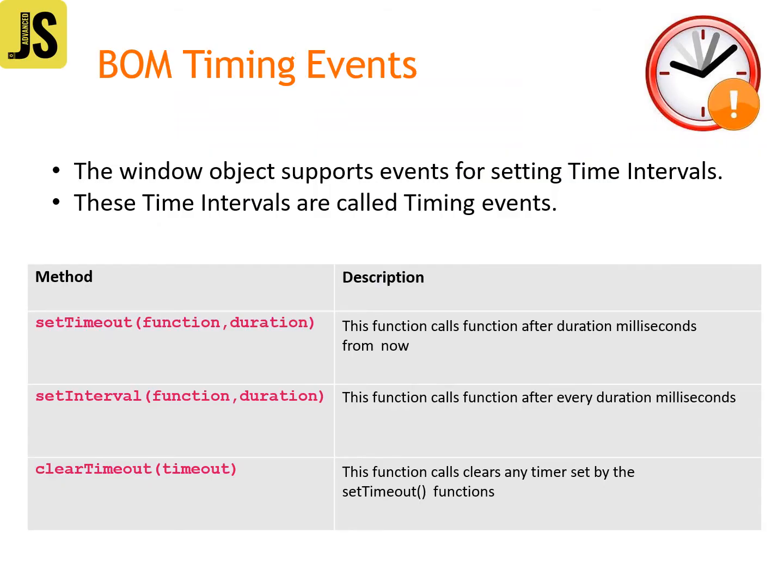Let us see browser object model timing events. BOM timing events: the window object supports events for setting time intervals, and these timing intervals are called timing events. The browser object model treats window as the default object, and we can set time intervals for the different types of events that can occur on a window. These time intervals are termed timing events.